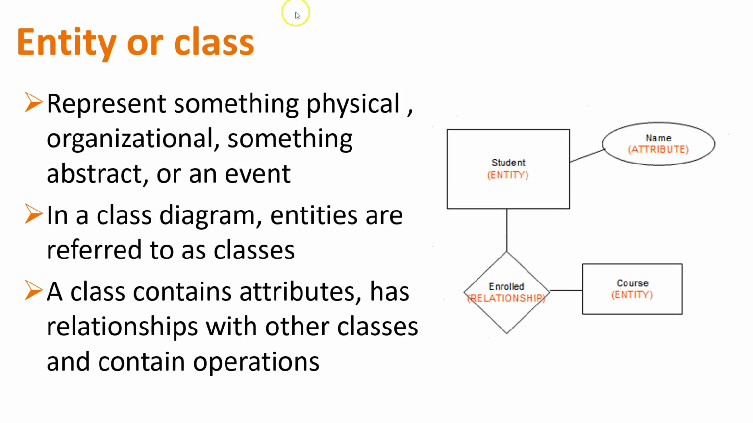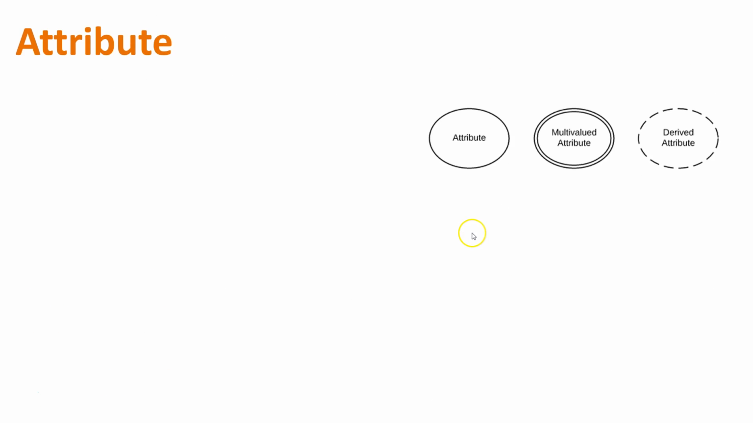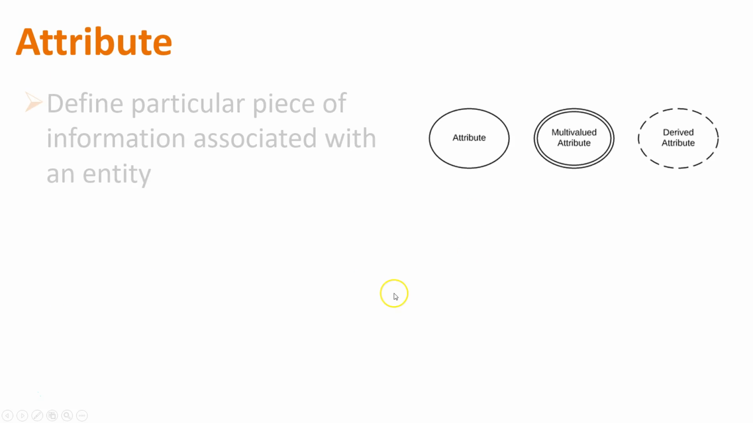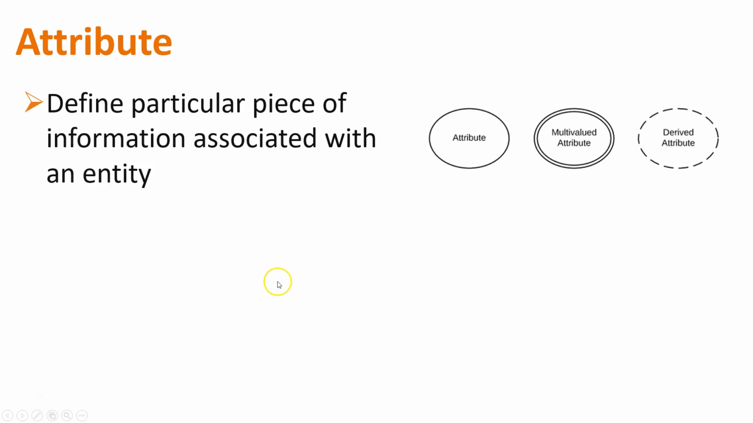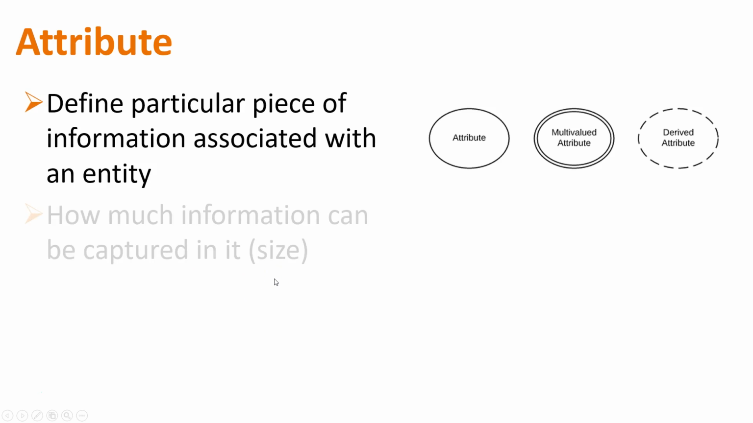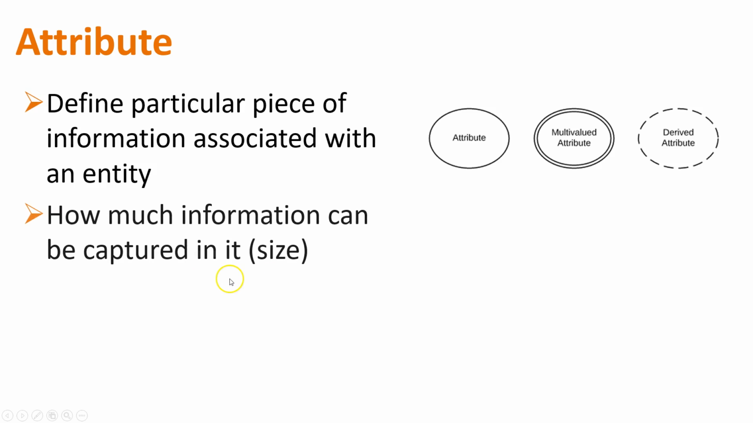And then you will have a class. These entities or classes will have attributes with relationships to others, but we'll get there. Right now, just be aware that we'll have several boxes on the page that are about an entity. And then those things will have attributes. They will be particular pieces of information associated with an entity. For example, how big is it? When you talk about the piece of information associated with an entity, how much information can be captured? How big is it? What type of data is it?